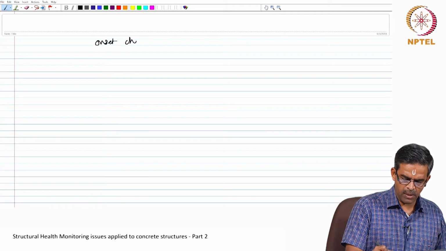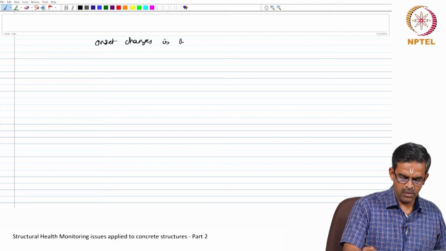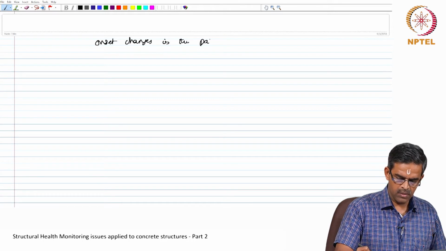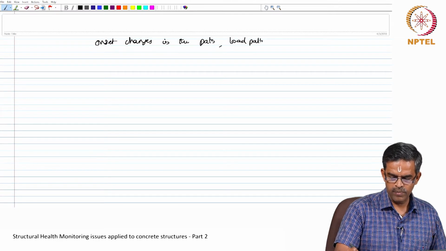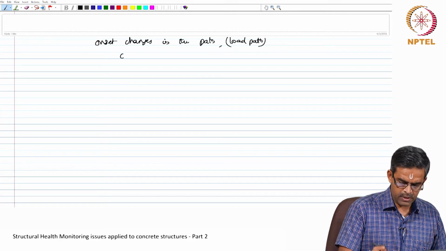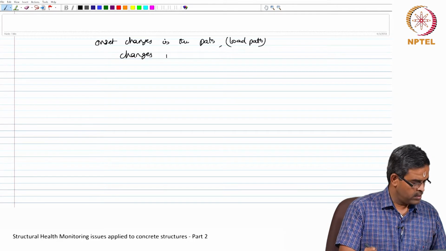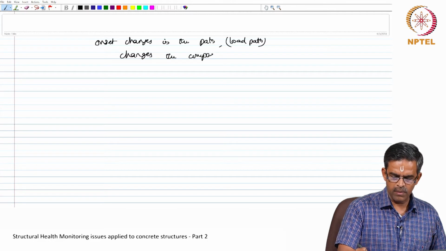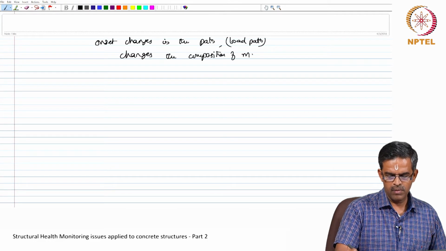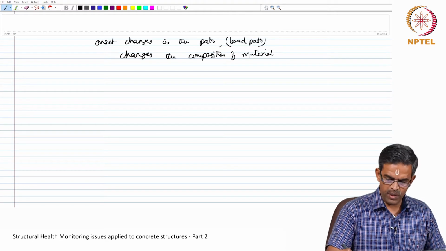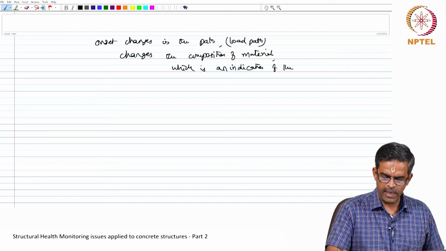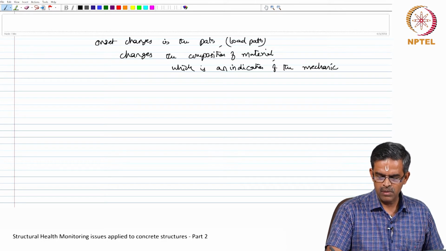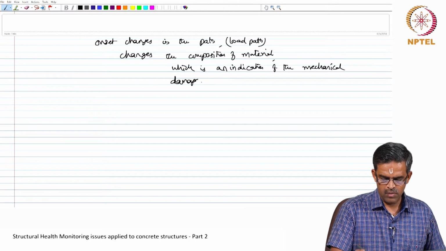The onset of changes in the path, I should say the load path, changes the composition of the material, which is an indication of the mechanical damage caused to the material.